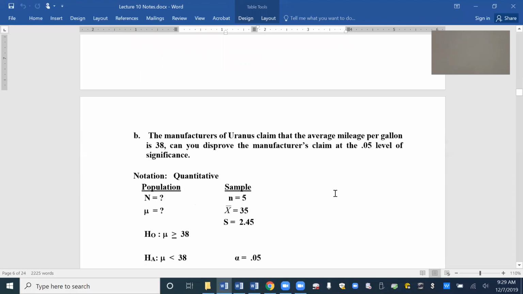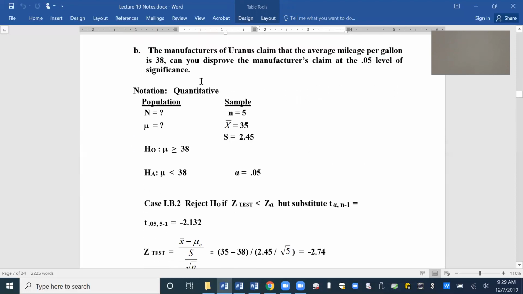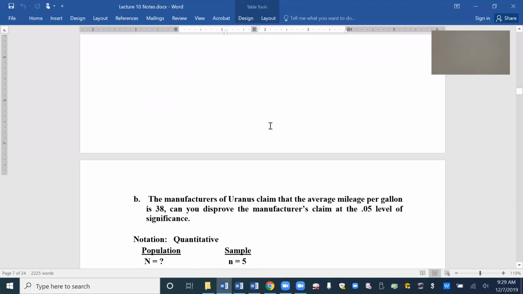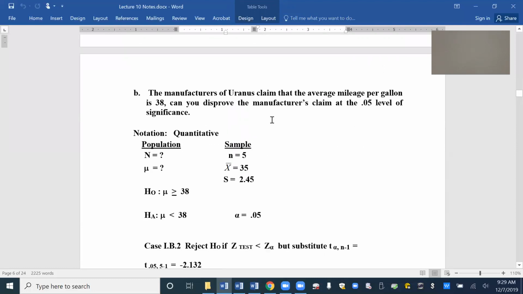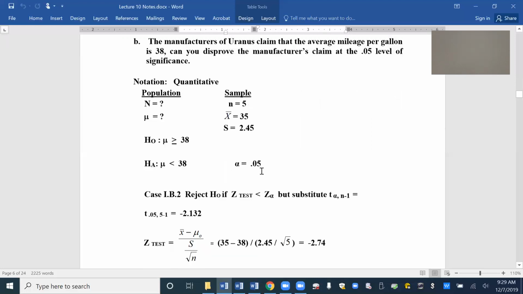Okay, so we got our data. The manufacturers claim that the car gets 38 miles per gallon. And we did a study and we found that our average was 35. So obviously this is quantitative data. What do we know about the population? Nothing. We don't know how many cars were made. We don't know the average mileage of every car. We will never know those. We took a sample of 5 and found that the average mileage was 35, with a little variability measured by a sample standard deviation of 2.45.